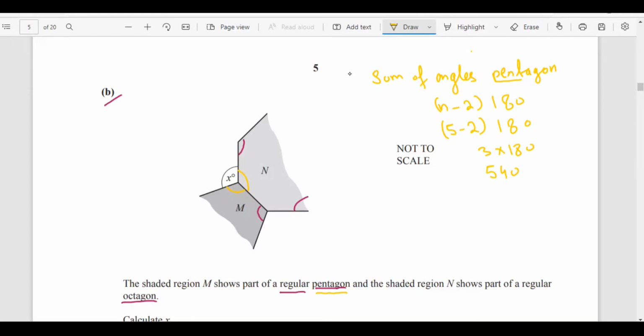How many angles do we have? We would be having 5 angles. I have told you that regular means every angle would be of the same size. So I need to do 540 divided by 5, and that would give me 108. So this angle is 108.